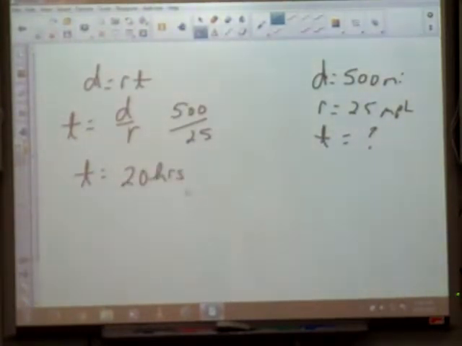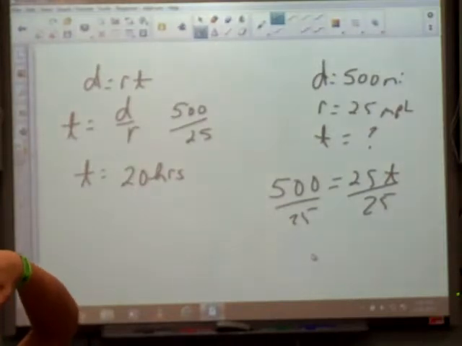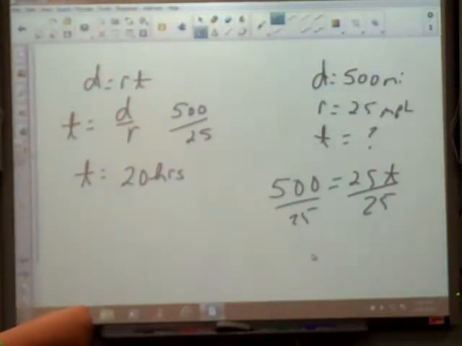So they want you to do this. If I were doing this on my own, I would just plug it in the original equation and go from there. You're actually doing the same thing either way. If I just plugged it in the original equation, 500 equals 25 times t, I'm still doing the same thing. I'm still dividing by 25. So it doesn't matter if you want to transform the formula or not. You have to do the same thing.